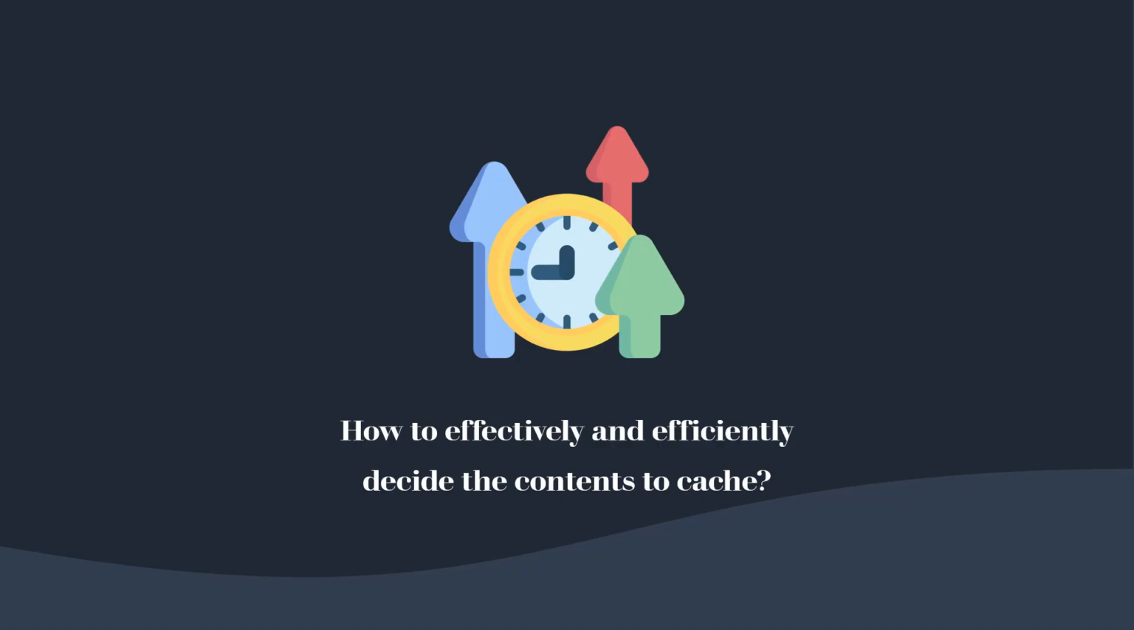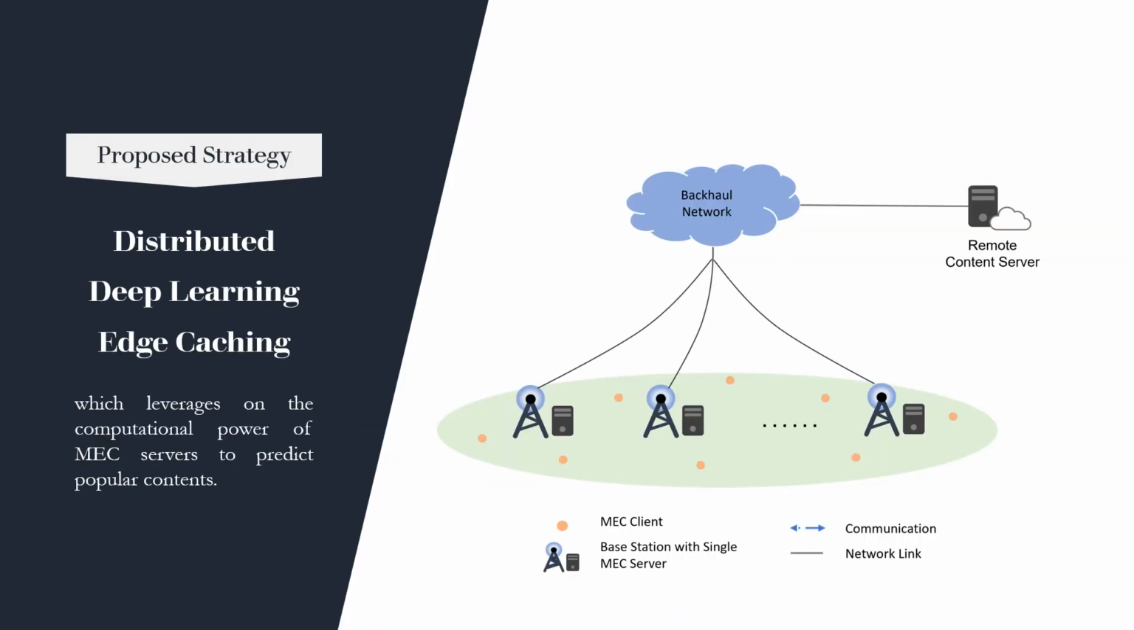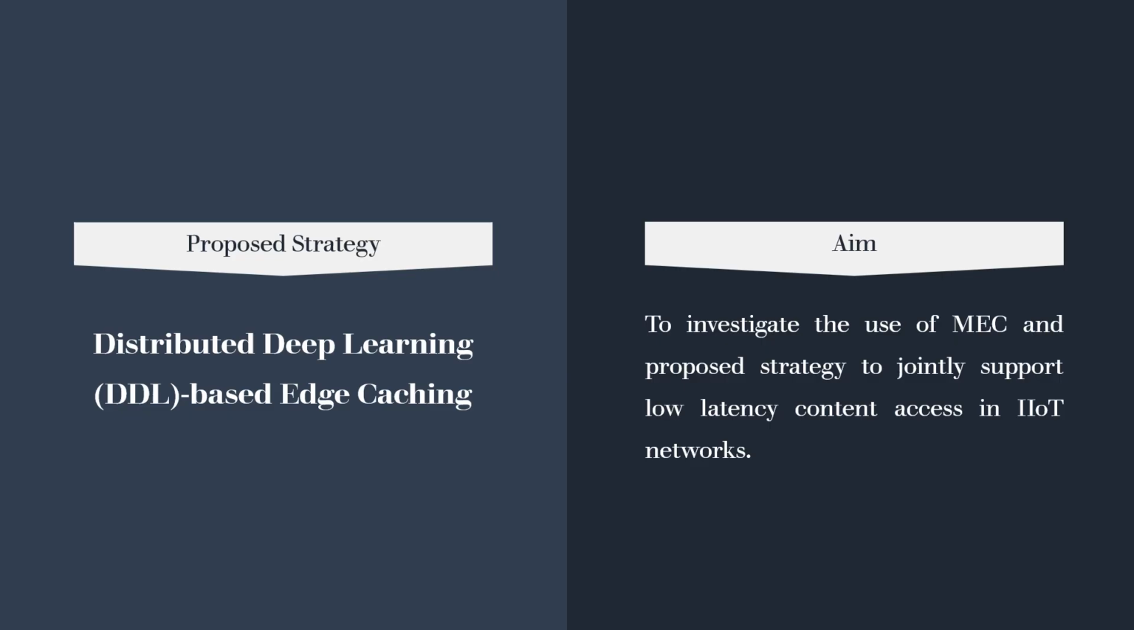But with the huge volume of contents generated by IIoT networks, the question is how to effectively and efficiently decide the contents to cache. So here we proposed a distributed deep learning edge caching strategy. The idea behind the proposed strategy was to leverage the computational power of MEC servers in the network to predict popular contents which end users are most likely to download. And so the aim of my project was to investigate the use of MEC and the proposed strategy to jointly support low latency content access in IoT networks.